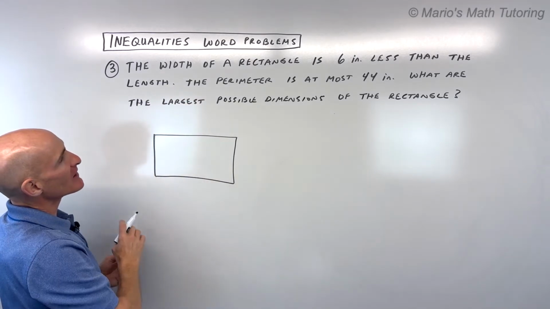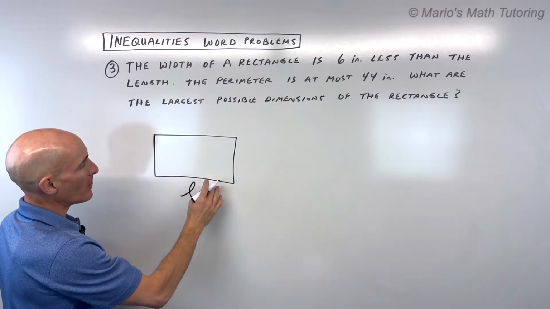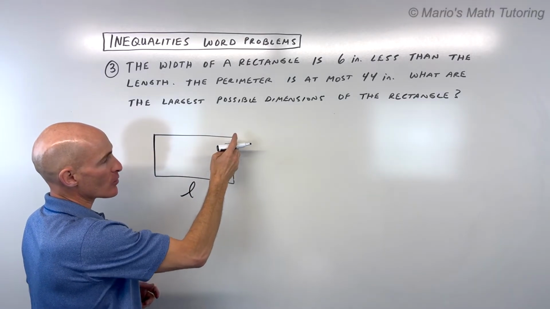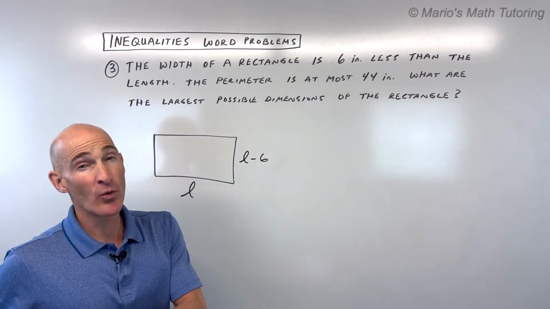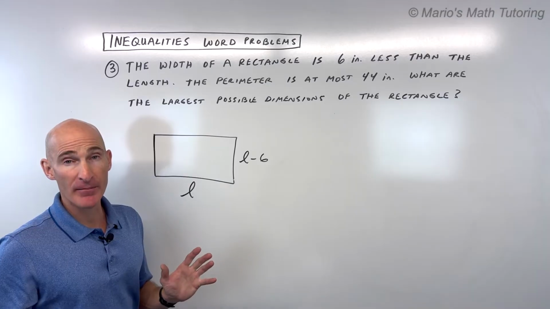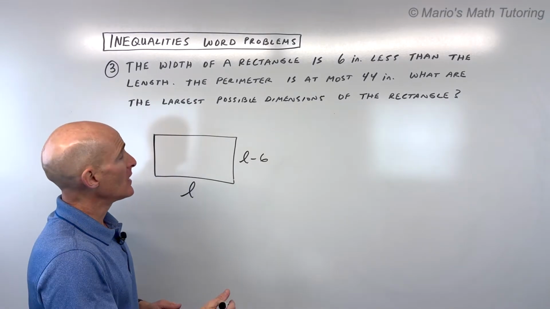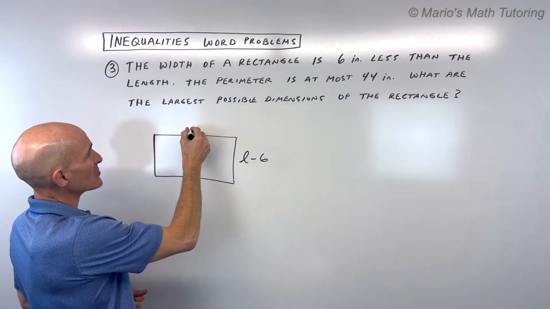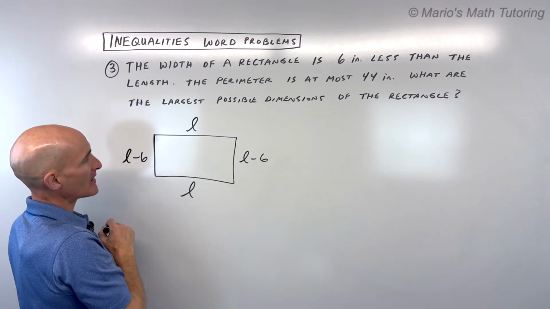The width of a rectangle is 6 inches less than the length. So let's say if the length was L, that means the width, or this narrower dimension, has to be L minus 6. So sometimes when you're doing word problems or story problems, it's helpful to draw a diagram. So you draw a picture. And then you can try to write an equation. So if this is the length, this side here is also the length L. If this is the width, this is also the width, L minus 6.